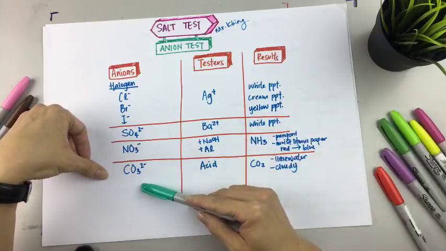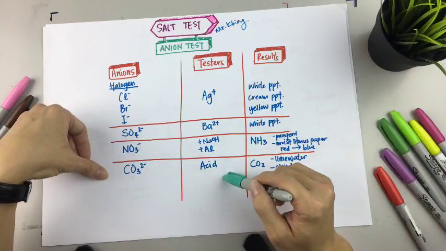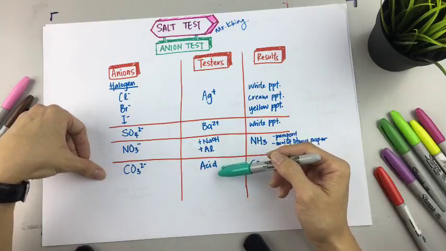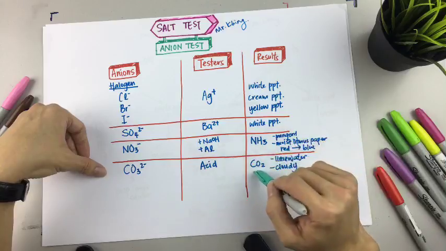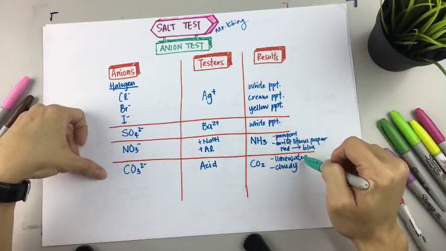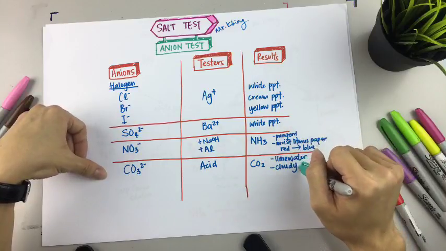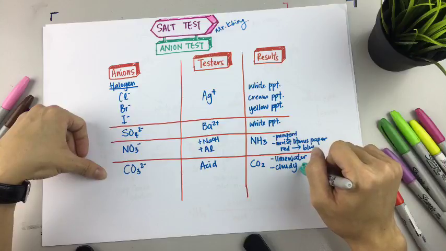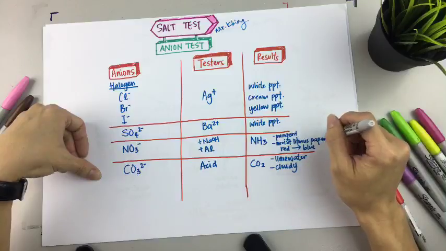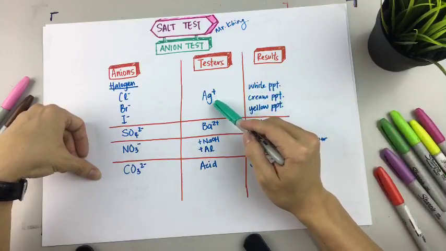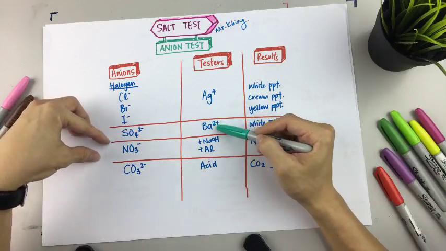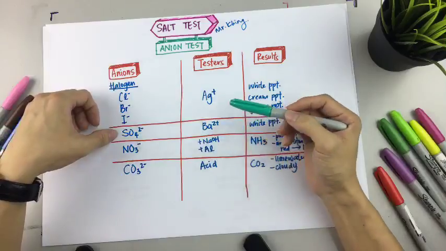Next, carbonate ions. We test carbonate ions using acid, because you know that acid reacting with metal carbonate will always produce salt, water, and carbon dioxide. And we test carbon dioxide with lime water. It will turn cloudy. Right, so far so good. So this is the anion test. Just remember, whenever you see silver, 100% it is testing for halogens. When you see barium, same thing, 200% it is testing for sulfate.